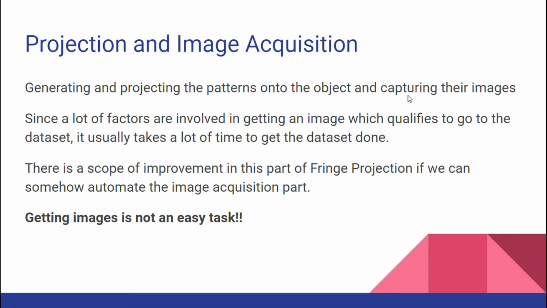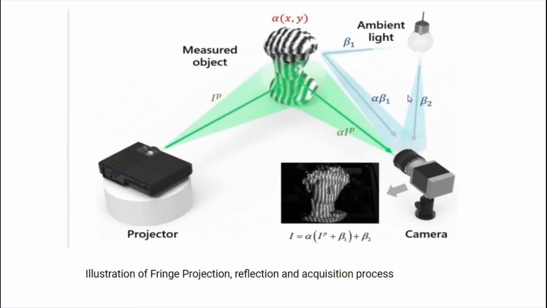Now, this is how a basic FPP setup looks like. Here, IP is the projected intensity. Alpha times IP is the reflected intensity recovered by the camera. Beta 1 and beta 2 are the ambient light and the reflected light respectively.